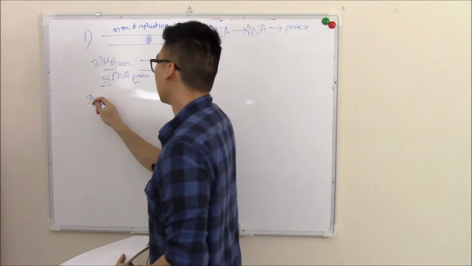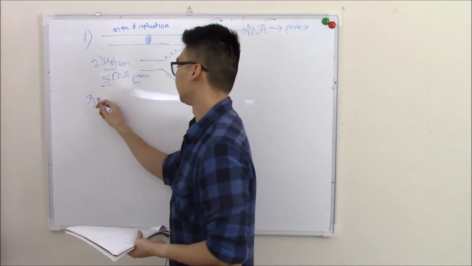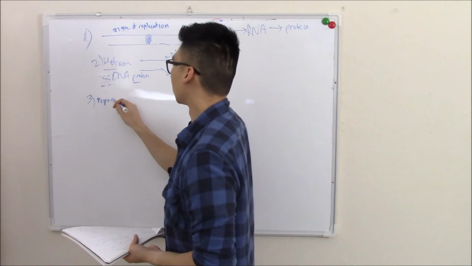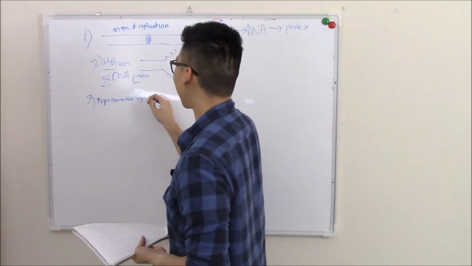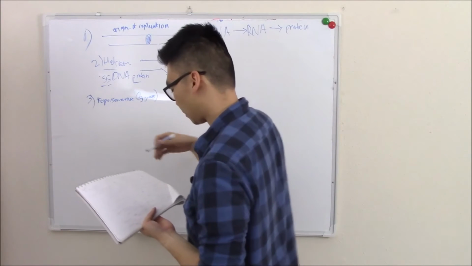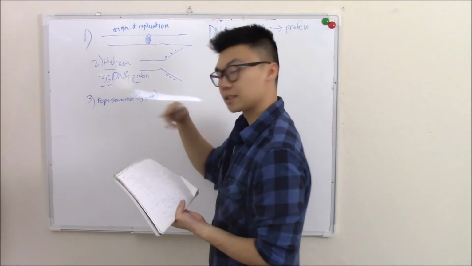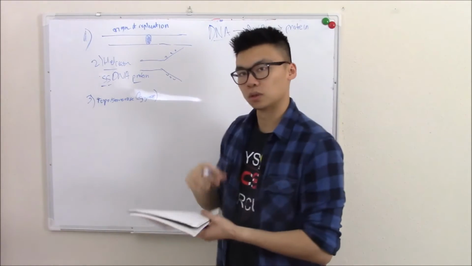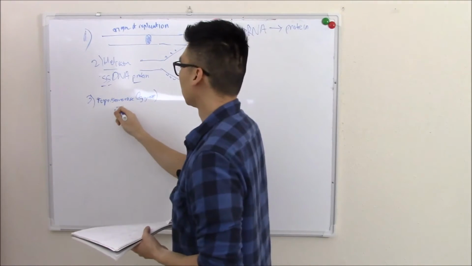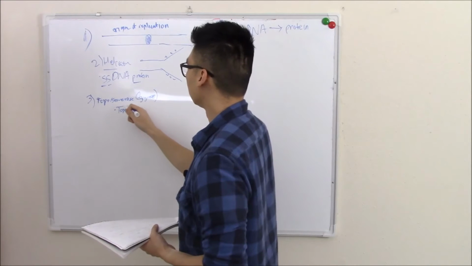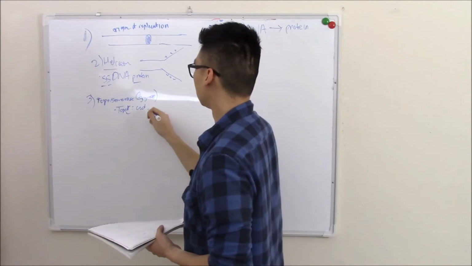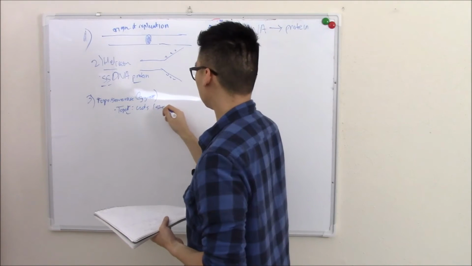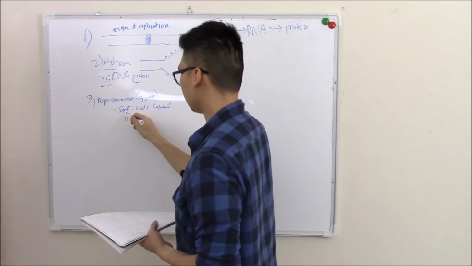We do that by an enzyme called topoisomerase, also known as gyrase. And these snip the strands, release some of that tension. Topo 1 cuts one strand. Topo 2 cuts both.